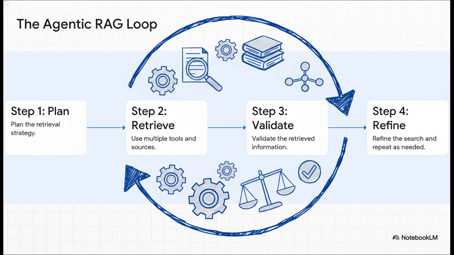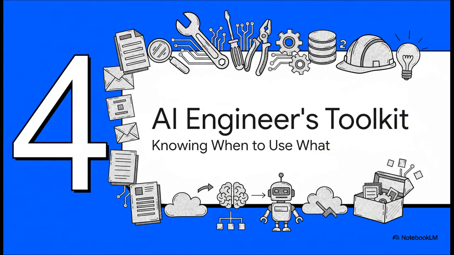Agentic RAG is always thinking. It operates in this constant loop. First, it plans the best way to tackle a problem, then it goes out and retrieves info using whatever tools it needs. It validates everything it finds, and then it refines its search and starts again if it has to. This iterative reasoning is what lets it handle incredibly complex tasks that would be impossible for any of the simpler models.